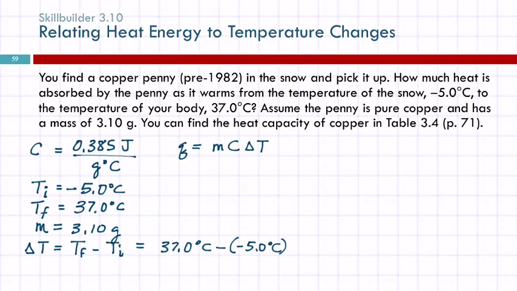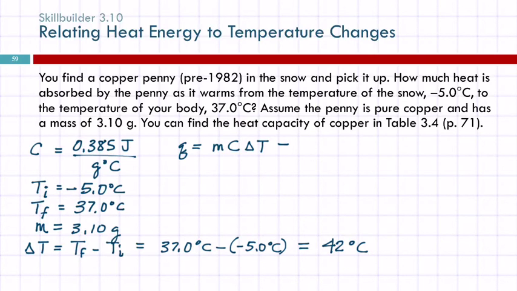Your calculator can handle that. I know the double negative is confusing. 37 minus, and then I'm going to do that change sign thing, -5 equals 42. So the change in temperature was 42. Because it was below 0, it had to come up to 0, and then it went 37 above that.